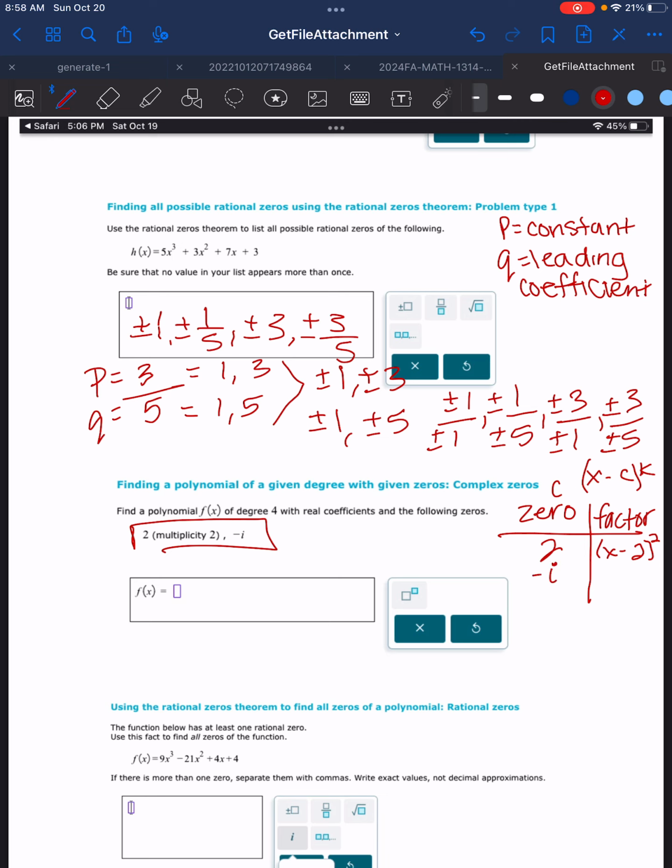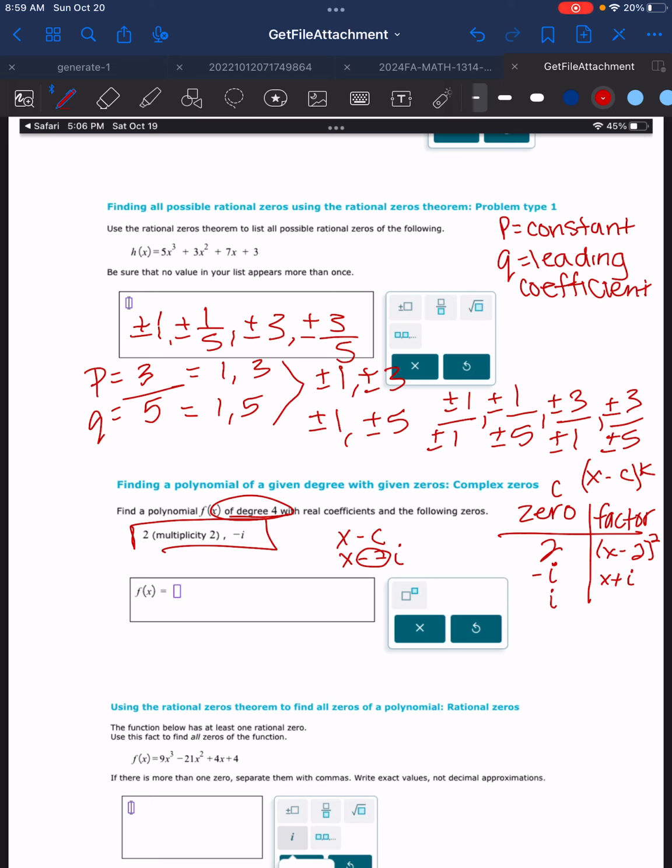But I just want to go back and refer to, it says we're going to have a degree of 4. So that means I'm going to have exponents that add up to get me 4. So 0 is negative i, so it means I have x plus i. Because remember, x minus c, and if c is negative i, so x minus negative i, a negative and a negative gets me a positive. But since I have a negative i, I have to do the conjugate. So the conjugate means the opposite of negative i, which is positive i.